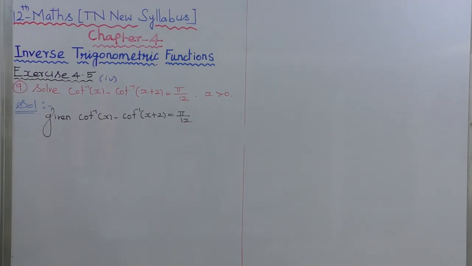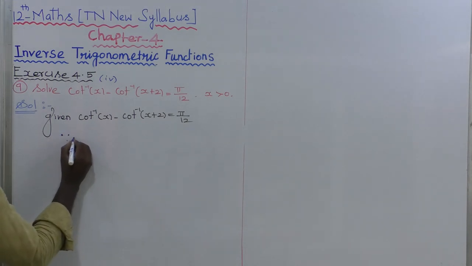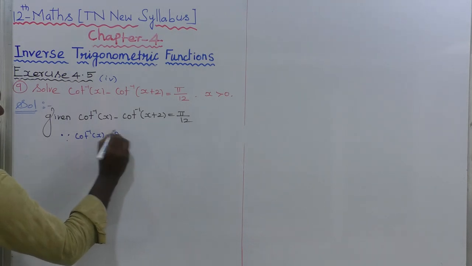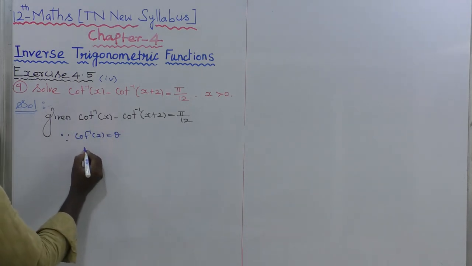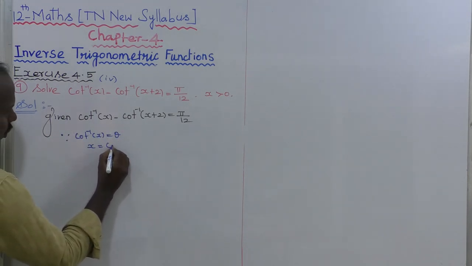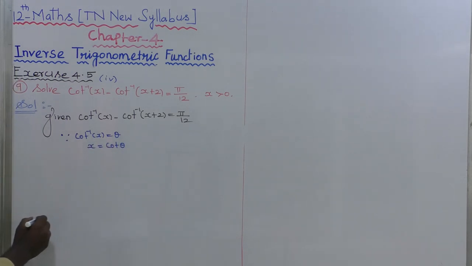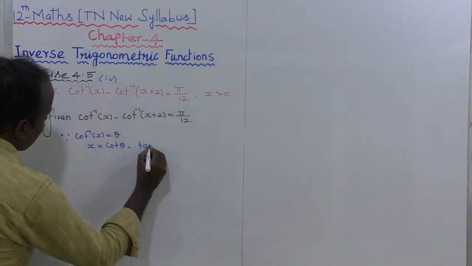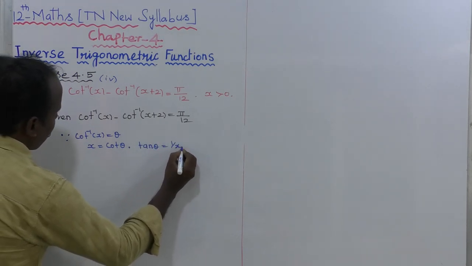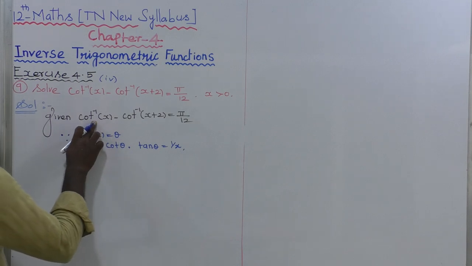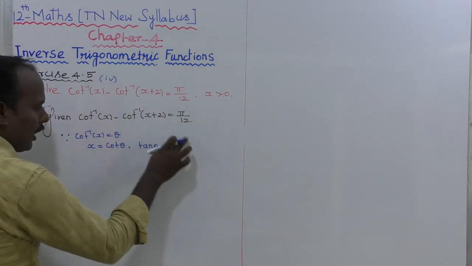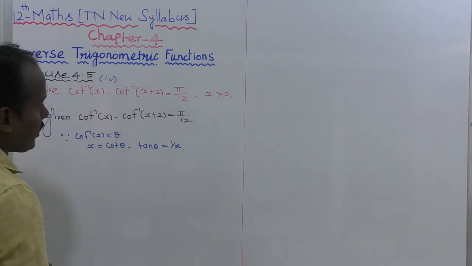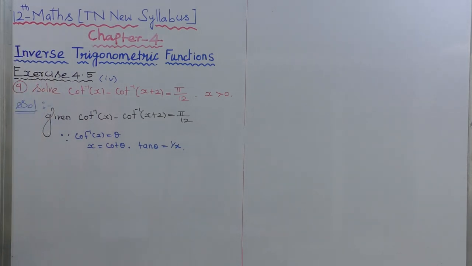Now let us change the terms. Consider cot inverse of x equal to theta. So x is equal to cot theta, and at the same time tan theta is equal to 1 by x. So the first term converts to tan theta equal to 1 by x, and the second converts to tan theta equal to 1 by (x plus 2).